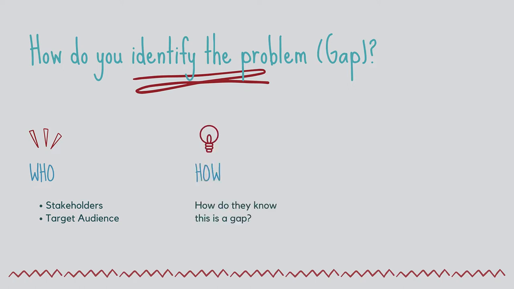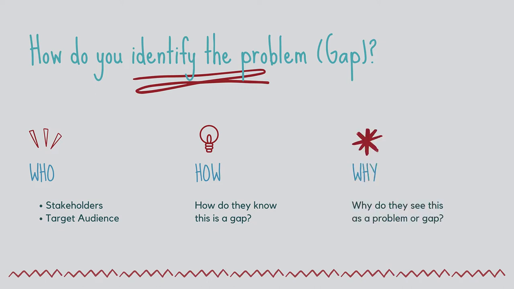So while you are meeting with these stakeholders in the audience, you want to ask them, how do you know this is a gap? Do you know this is a gap based on data? Do you know this is a gap because you feel it's a gap? Do you know this is a gap because somebody's telling you it is missing? So you also want to know, how do you know this is a gap? It's really important because everyone's how might be different based on their perceptions of the gap itself.